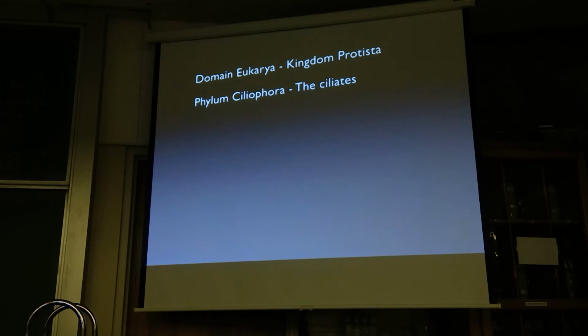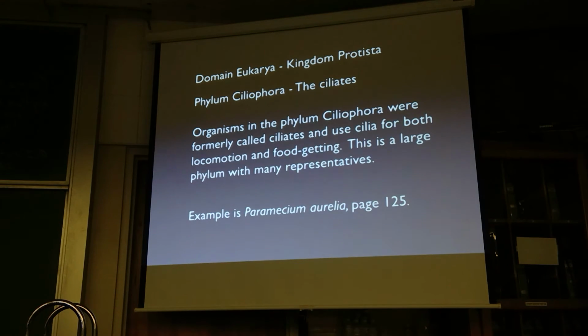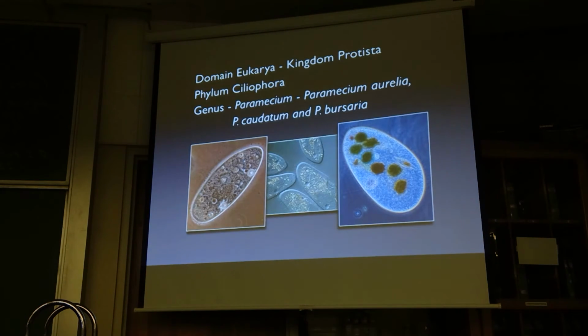Moving on, now we're coming to the domain Eukarya, kingdom Protista, phylum Ciliophora. Again, notice the phylum names all don't end in zoa, but these are the ciliates. This is a very large phylum. Most of these are free-living organisms. They're in a wide variety of habitats, most of them freshwater, but a lot of them can live in saltwater, some live inside other organisms. Our example is Paramecium. So, domain Eukarya, kingdom Protista, phylum Ciliophora, Paramecium.